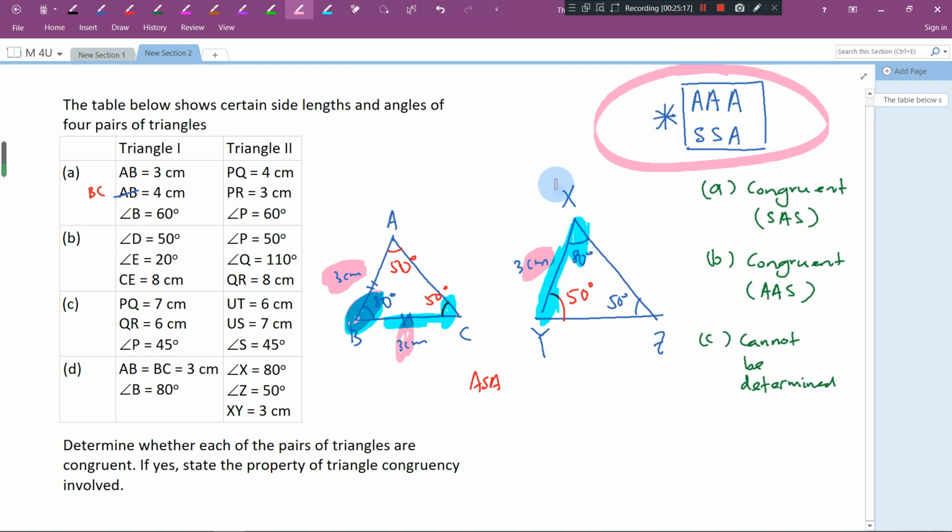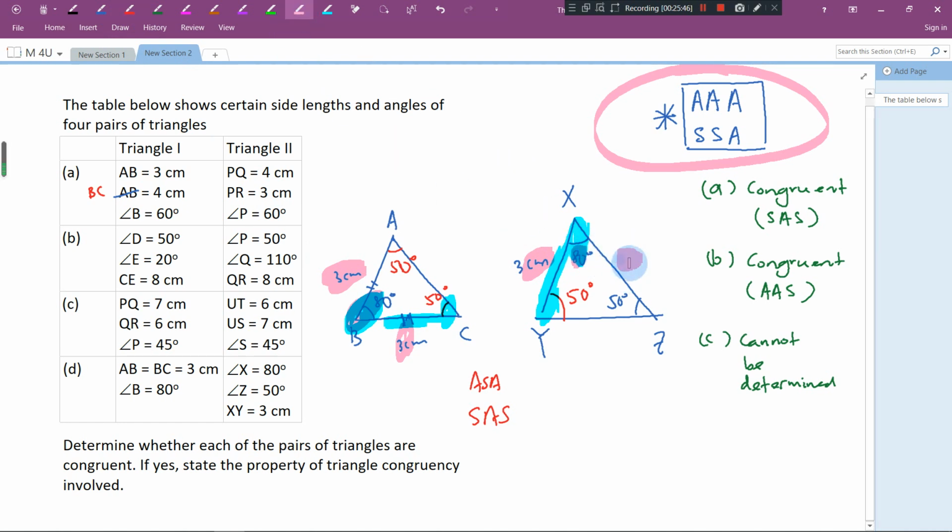Okay, let me think about this. Yes, we can do it this way, side, angle, side. So where is the other side? We have side, angle, but we don't have this. What did I tell you? We can use also this property, side, angle, side. Okay, side, angle, side. Here.